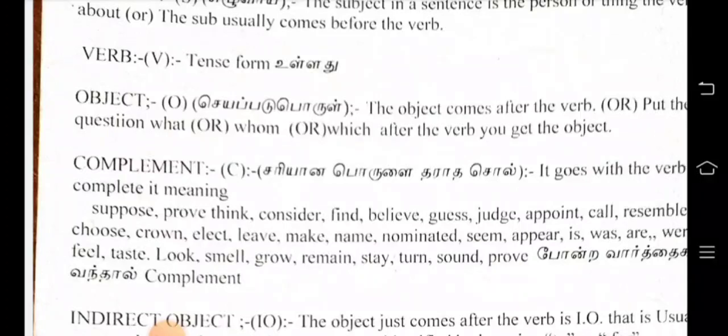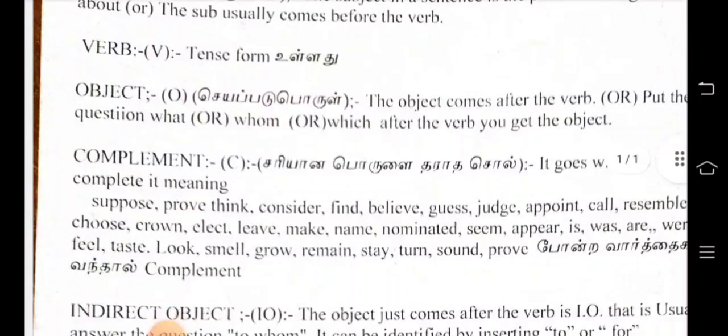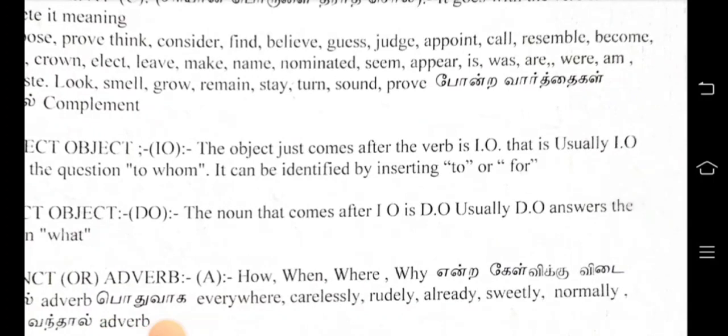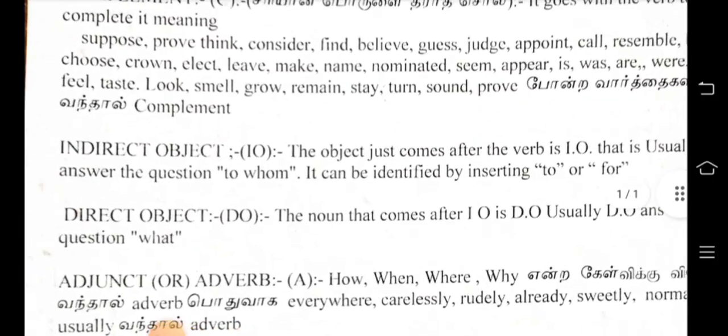What is meant by IO and what is meant by DO? IO means indirect object. The object that comes after the verb is usually the indirect object. It answers the question, to whom? After inserting to or for, it is called the indirect object, IO. What is meant by direct object? It is represented as DO. The noun that comes after IO is called DO. Usually, the direct object answers the question, what?